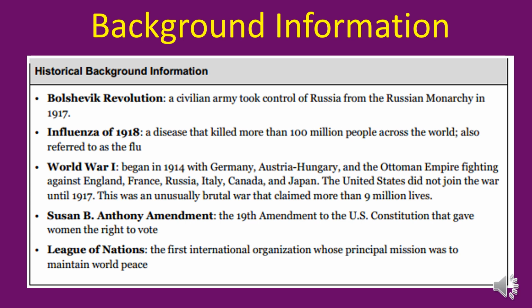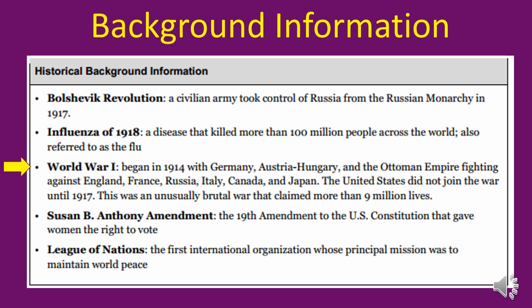Background information for Chapter 1. Bolshevik Revolution. A civilian army took control of Russia from the Russian monarchy in 1917. The influenza of 1918, a disease that killed more than 100 million people across the world, also referred to as the flu.